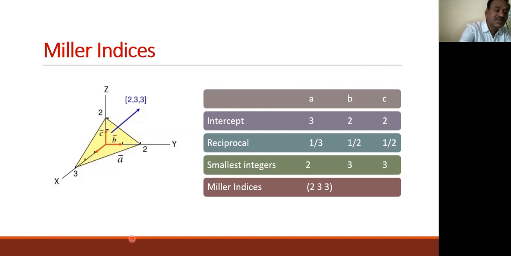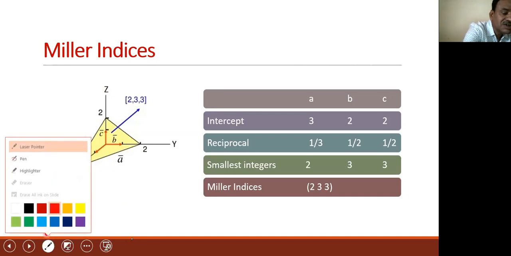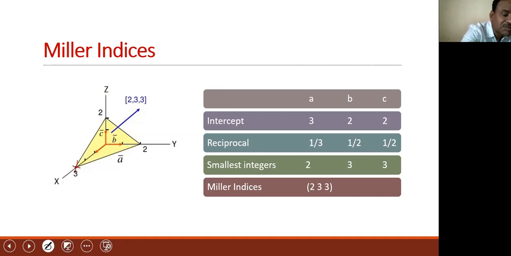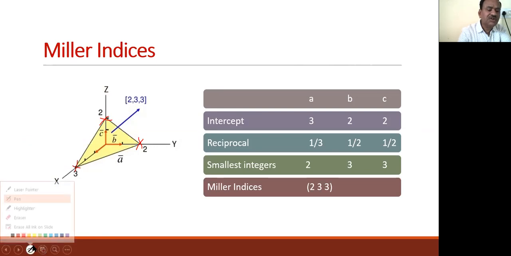Now you see, this crystal plane is intersecting. This is one point along the x-axis. Along the y-axis it is intercepting at this point. Along the z-axis it is intercepting at this point. Yesterday I told you this: from here to here it is 1a, from here to here it is 2a, and from here to here it is 3a. Now the intercept on the x-axis is 3.